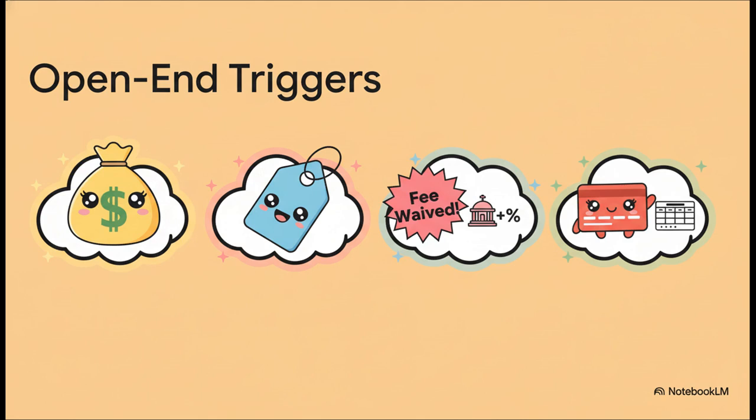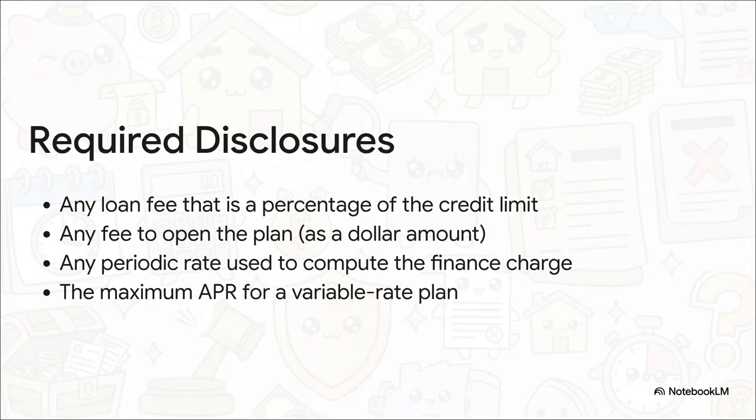The triggers here are a bit different. They include things like mentioning any finance charge, specific other charges like appraisal fee waived, any taxes on the deal, or the payment terms of the plan. And if you hit one of those open-end triggers, you've then got to disclose this whole set of info. Any loan fees, the cost to open the plan, the periodic rate used, and, this is a big one for variable rate plans, the maximum possible APR.